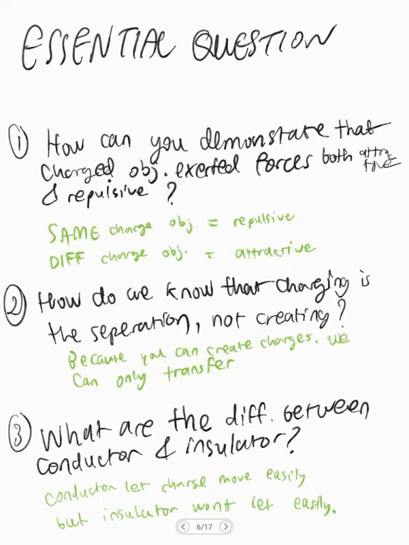I'm sorry for my bad handwriting. And the third one: what is the difference between the conductor and insulator? The conductor is the substance that lets the charge move easily, but the insulator will not. Okay, so let's move on.